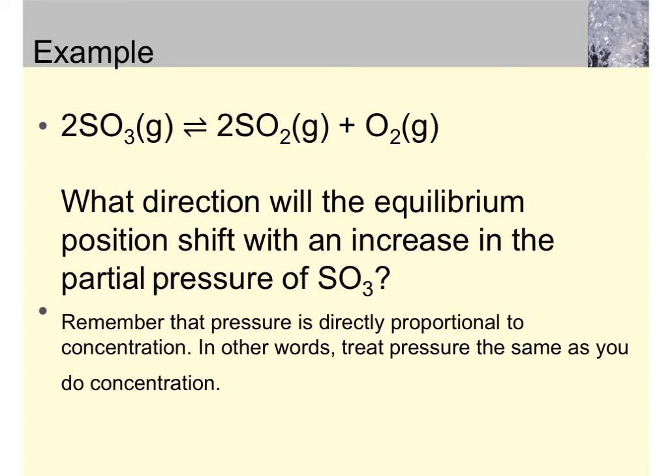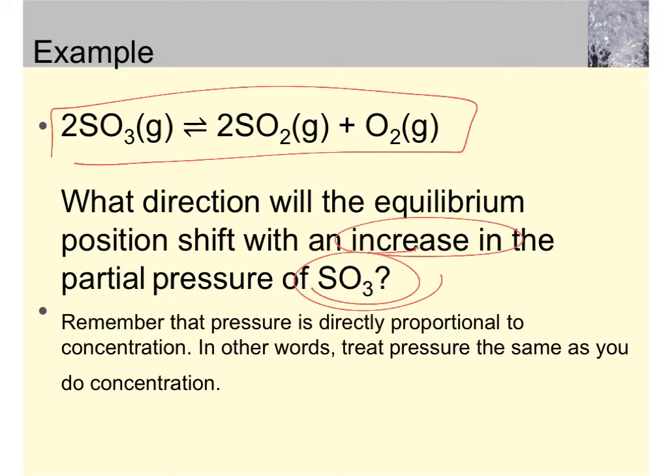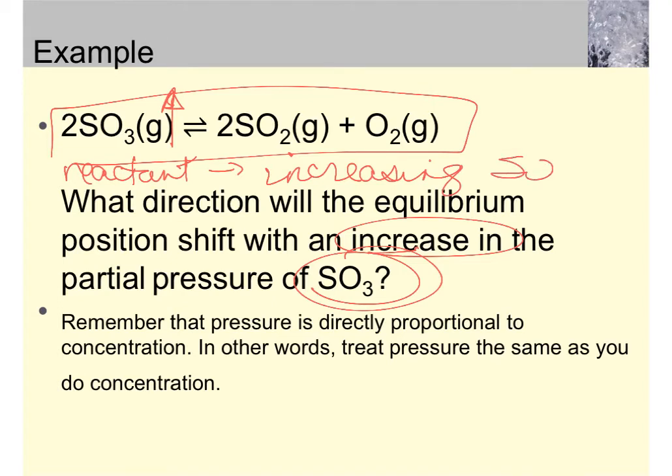So here's another example. Here's a typical multiple choice type question. Which direction will this reaction shift if the equilibrium is disturbed by increasing the pressure of sulfur trioxide? So let's think through. Sulfur trioxide is a reactant. If we increase the pressure of this, that's the same thing as increasing concentration. Increasing pressure of a gas means you add more of it, right? So we increase the amount of SO3.